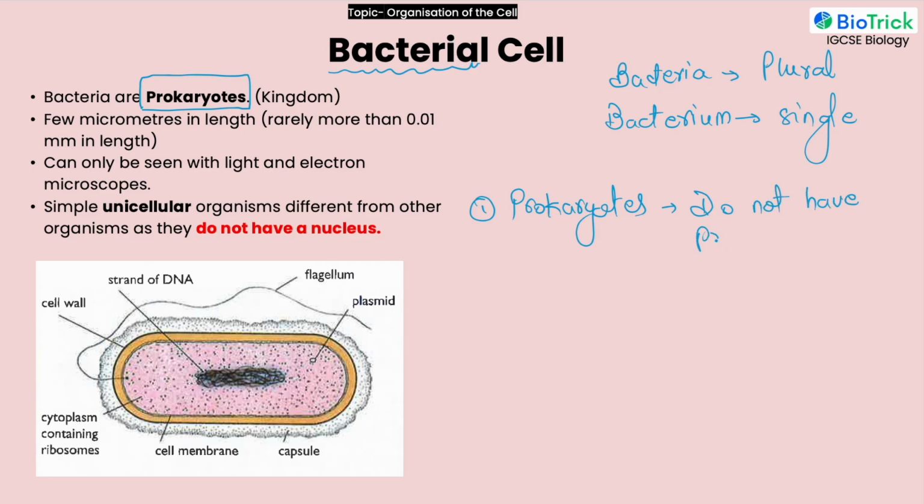They have a primitive kind of nucleus. Now what is the difference between these two terms? If you have seen the animal cell or plant cell, they have a proper nucleus. Why are we saying they have a proper nucleus?